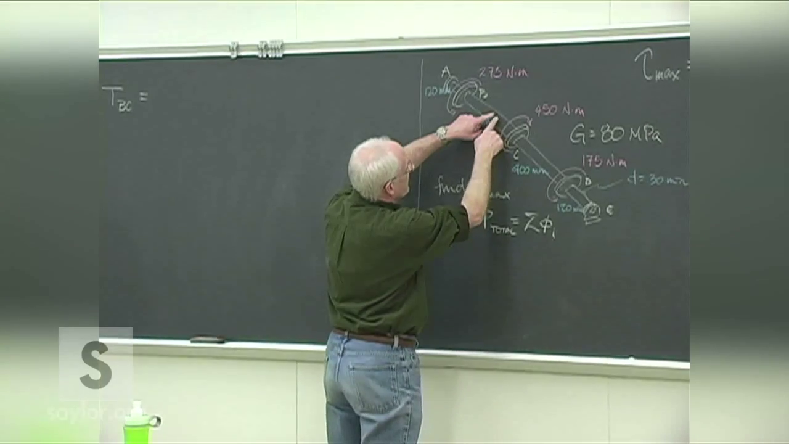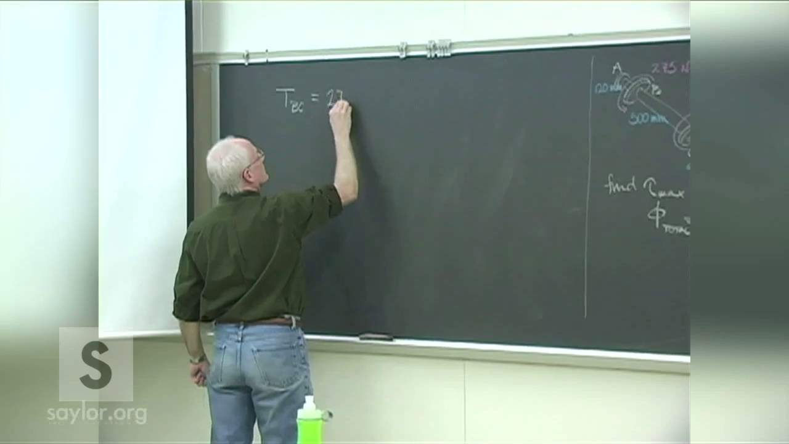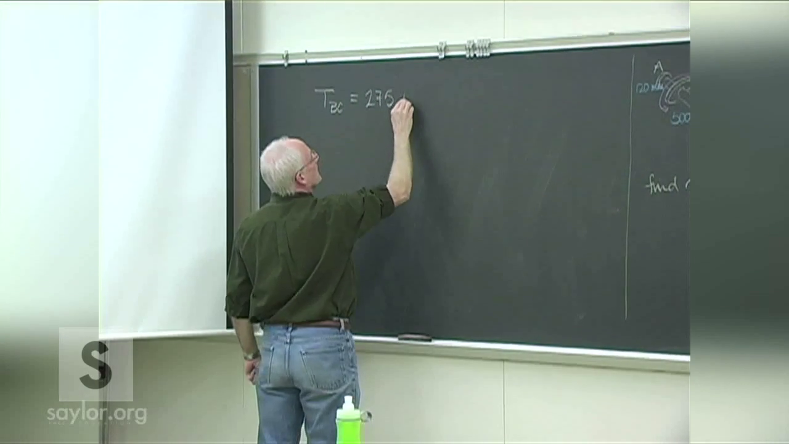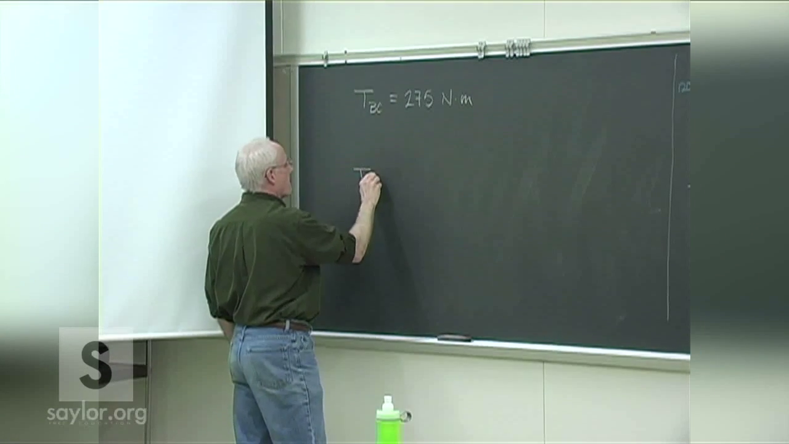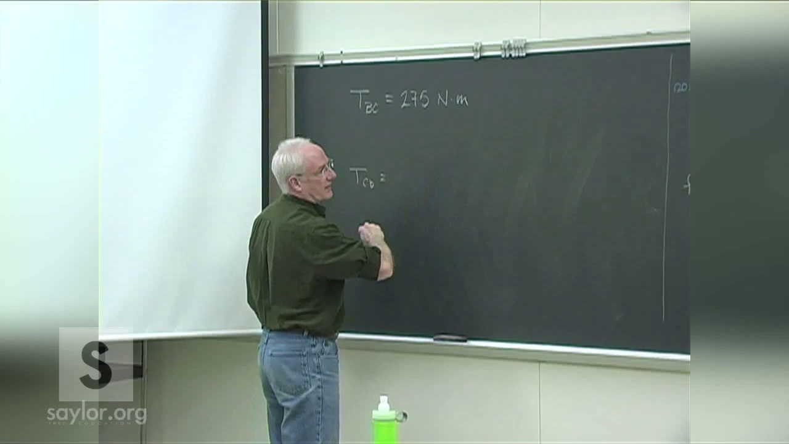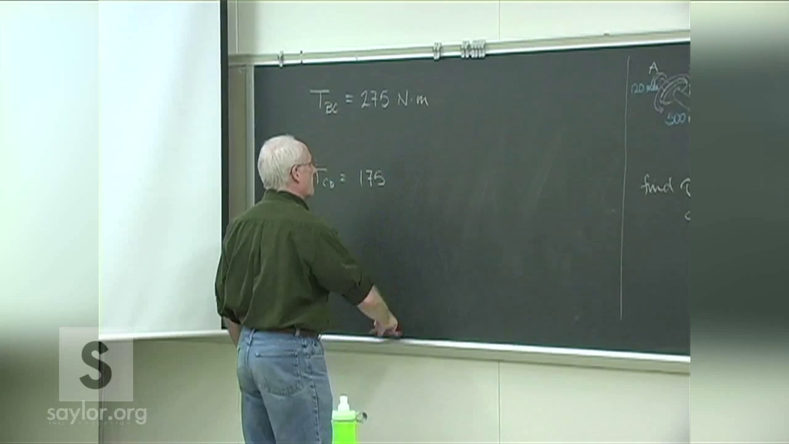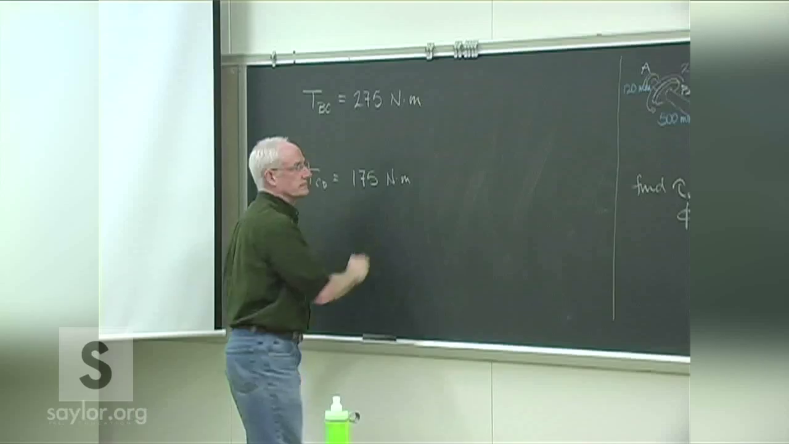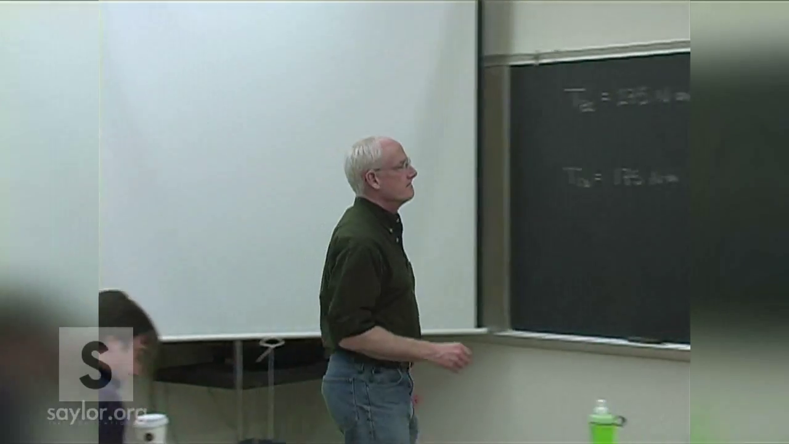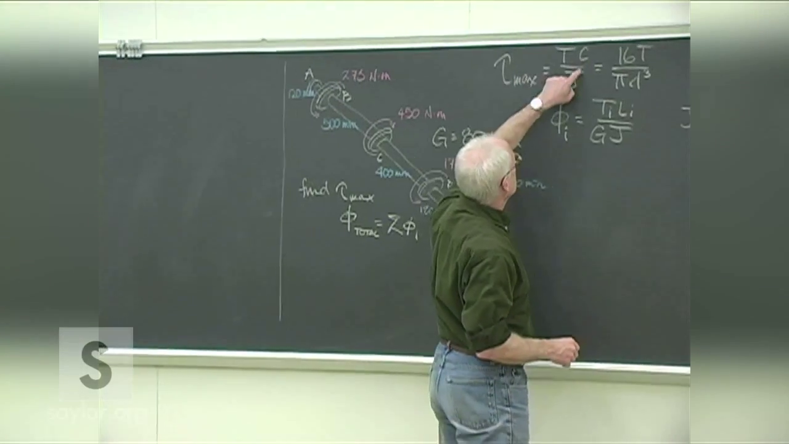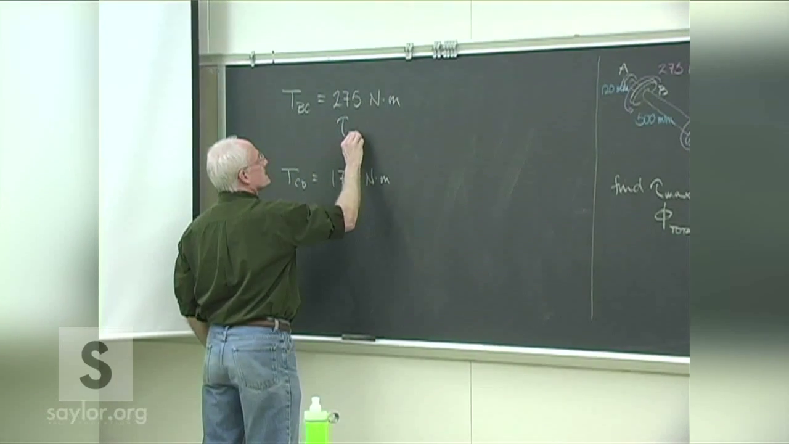Well, if we take off everything on the other side, we don't have the 275, so that's all the internal load in that one. And for C to D, we can do the same thing out the opposite end. So we've got the torsional load in each. We can double check then what the maximum shear stress is.